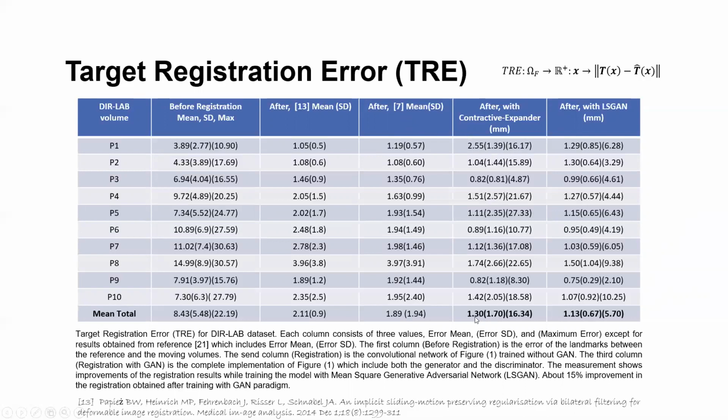Here we can see that with the model before GAN implementation we already obtain 1.3 mean and 1.7 standard deviation target registration error compared to the previous method. With the GAN implementation, we improved the result to 1.13 in the mean and 0.67 in the standard deviation, which basically means the network generalization improved by using the GAN implementation.